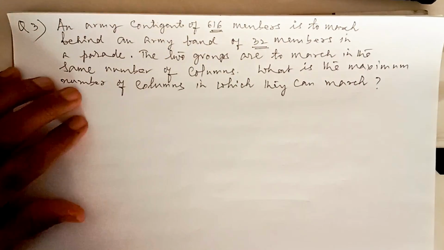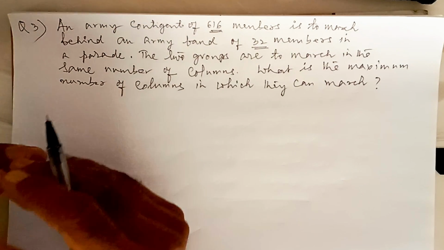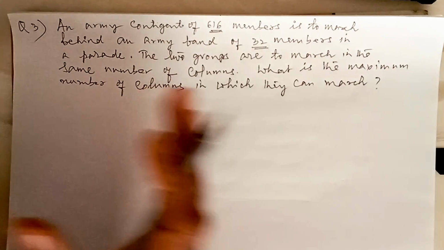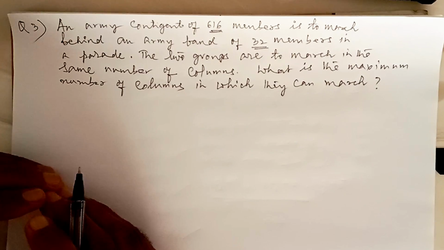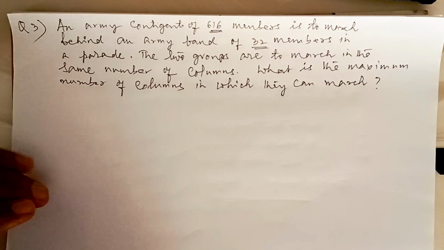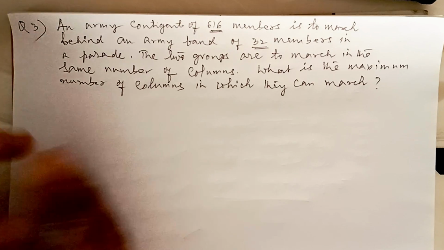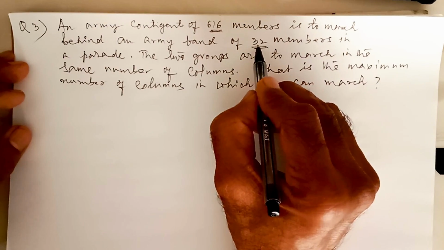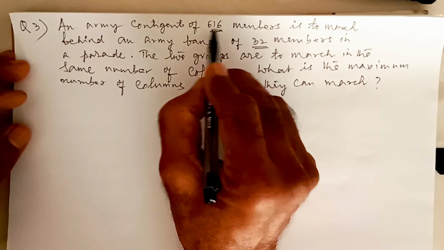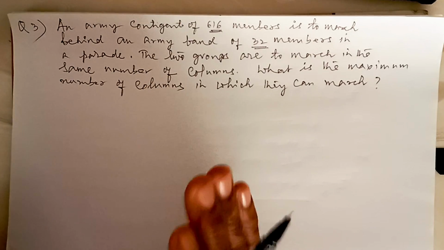The question says there is a band of 32 members. In an army parade, you can find some people in the band. They march in the front, and the rest of the parade contingents move at the back and follow those band steps. Here the band members are 32, and here the contingent members are 616. They must march in the same number of columns.